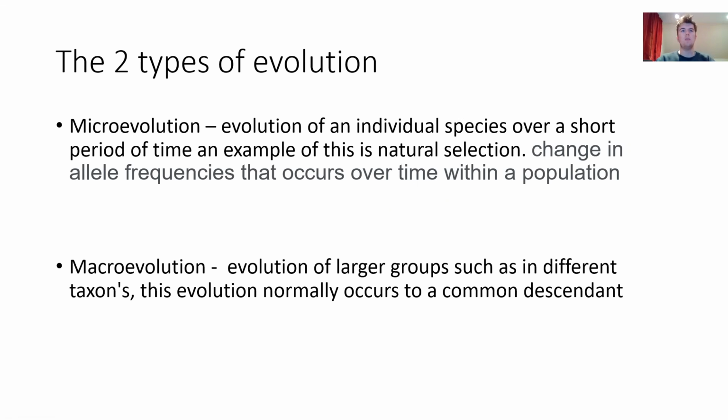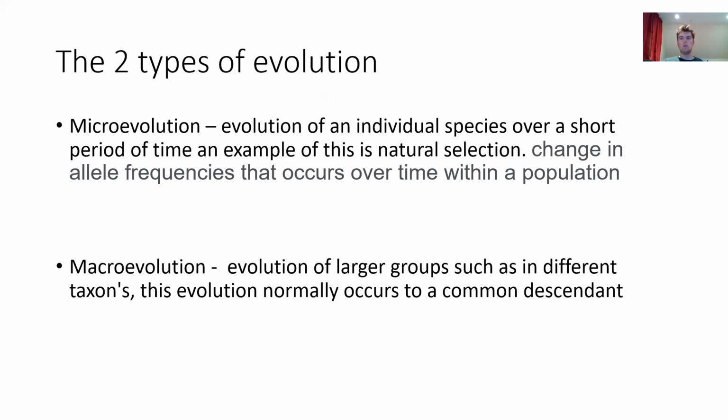So there are two types of evolution. Microevolution, which is the evolution of an individual species over a short period of time. An example of this is natural selection. There's normally a change in the allele frequency that occurs over time within a population. So this is basically a mutation or a change in allele frequency inside of a population, which changes the phenotype characteristics to give it an increased or decreased chance of survival. Normally an increase would be evolution, so it would progress the population.